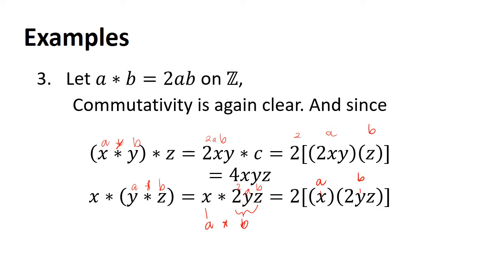If we simplify it, we still get 4XYZ. Since we got the same result when we regrouped them, we can say that our binary operation is associative.